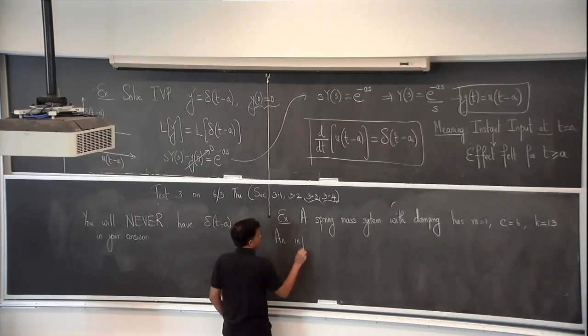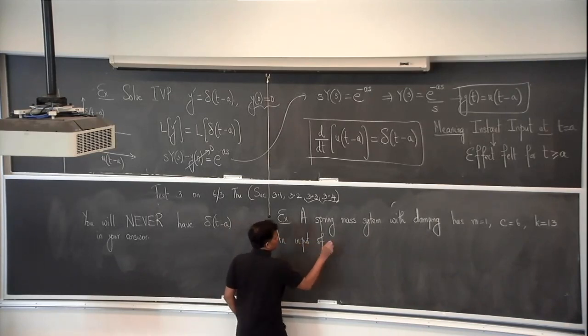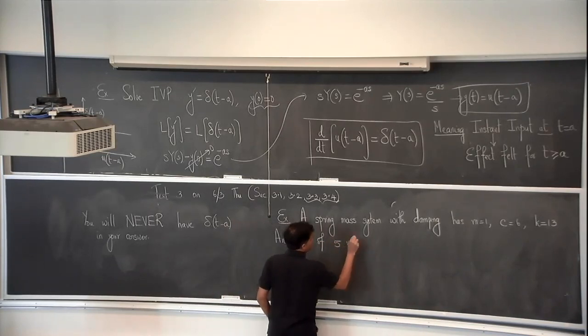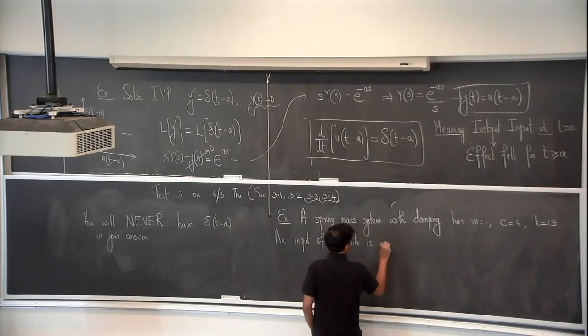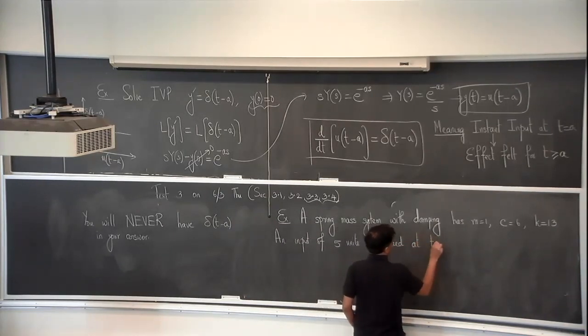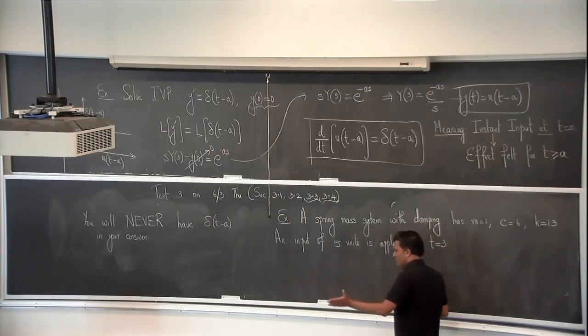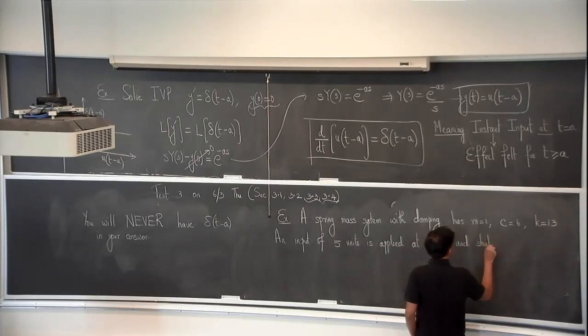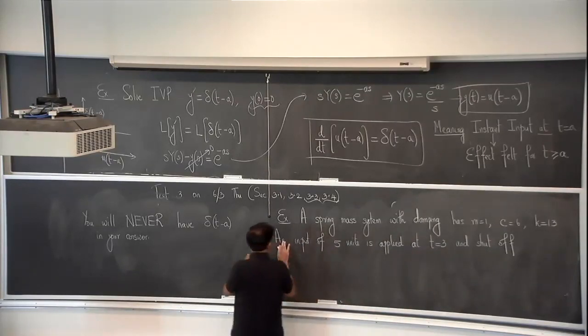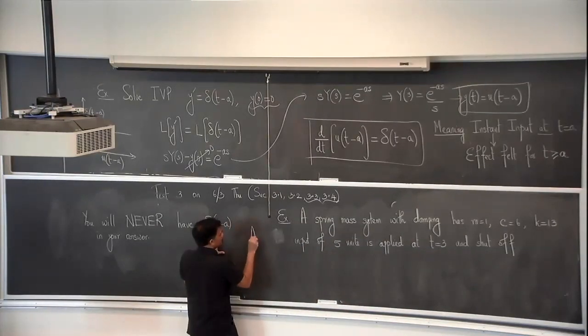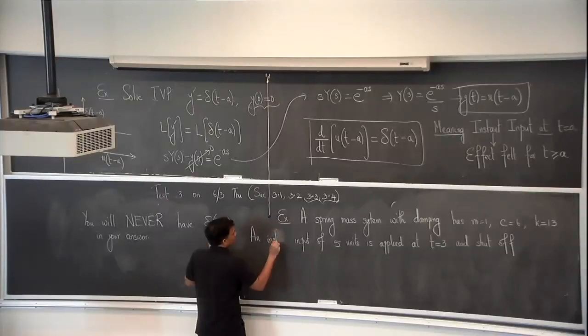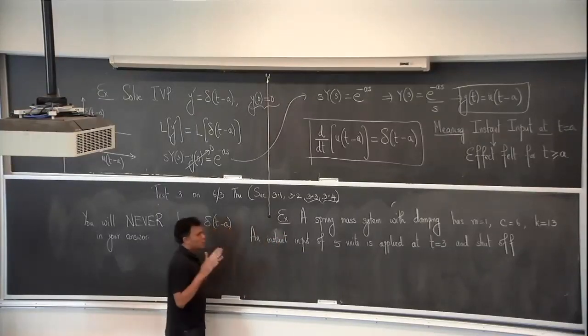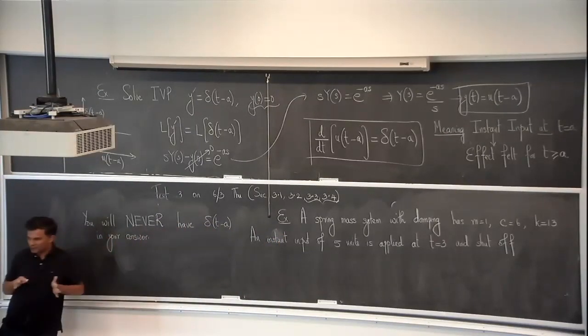An input of 5 units is applied at t equal to 3 and shut off. Okay. If you want to be more precise, an instant input of 5 units. That way you know that I am trying to bring in the delta function here.